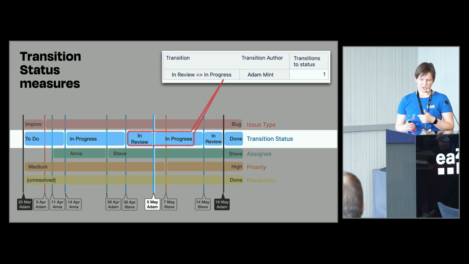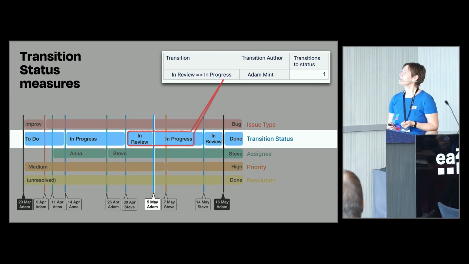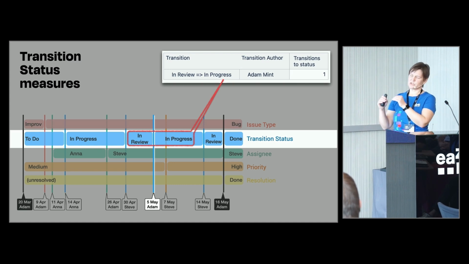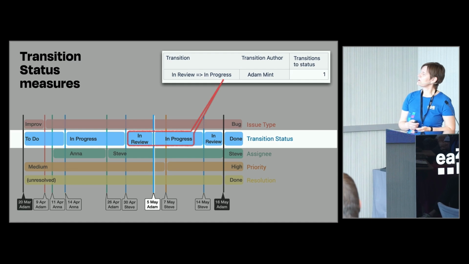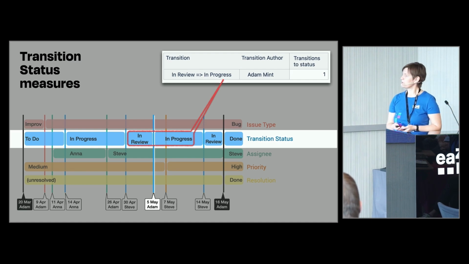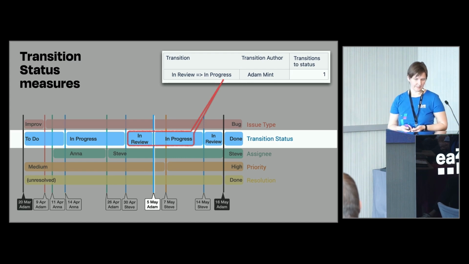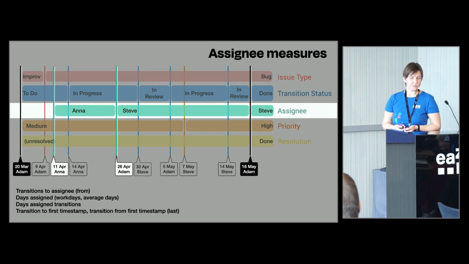There's another dimension that displays status change in more detail, the transition. I didn't replace it as another lane there, because basically it looks for the combinations of statuses, and we can see that there's only one transition that was from in review back to in progress, and it was made by Adam. So the transition author is Adam. And this way we can analyze actually who is reopening or rejecting some issues.